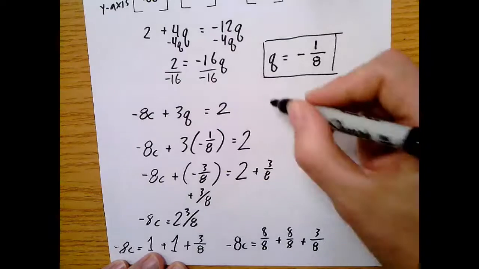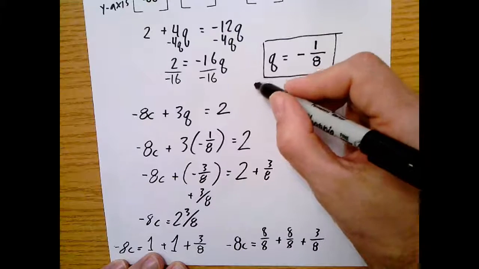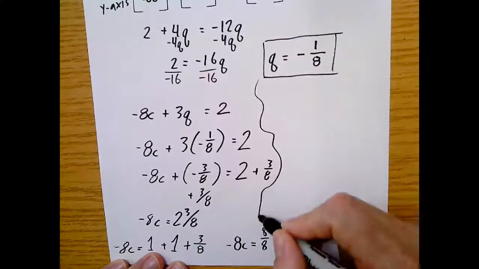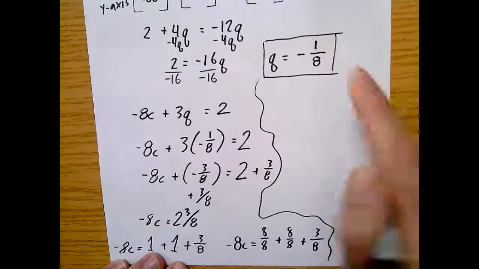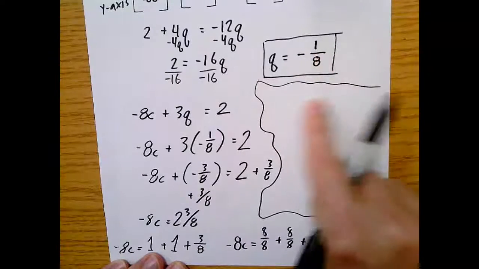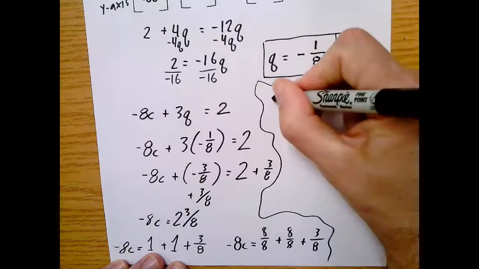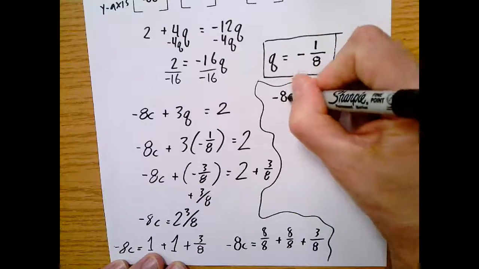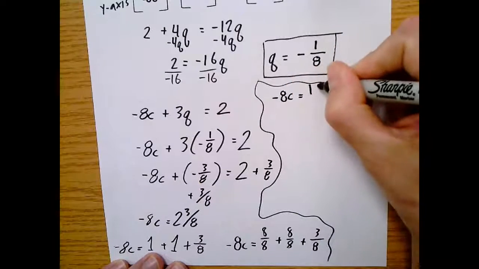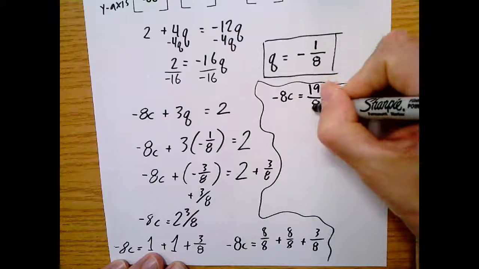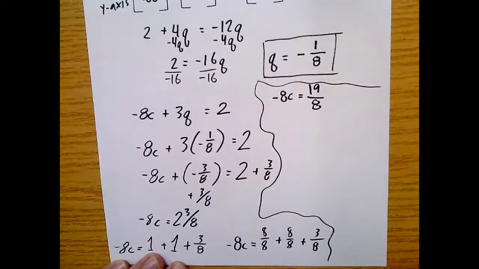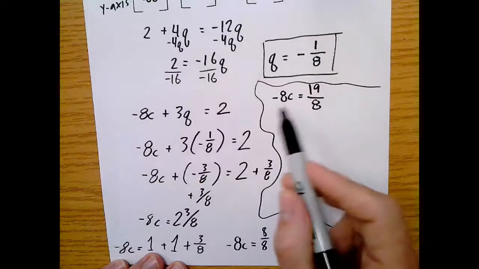Let me just draw a little here. I'm going to do my work right here. So what I have here is negative 8c is the same as 19/8. Now, at this point, you're going to say, okay, I'll divide negative 8 from both sides.